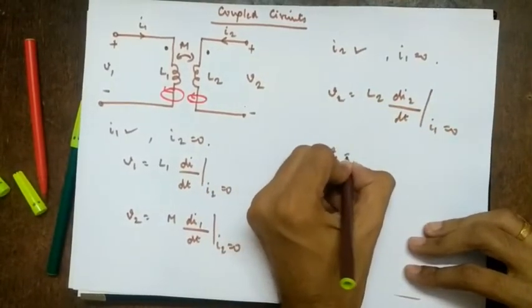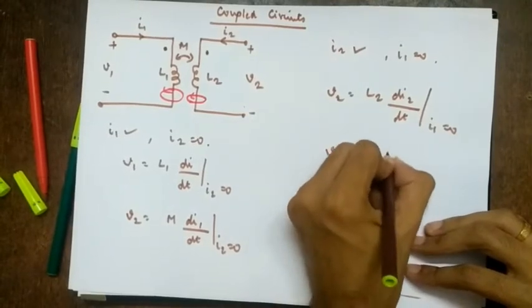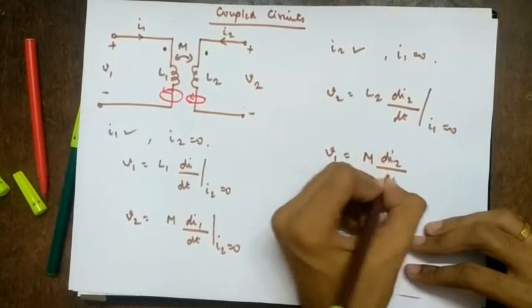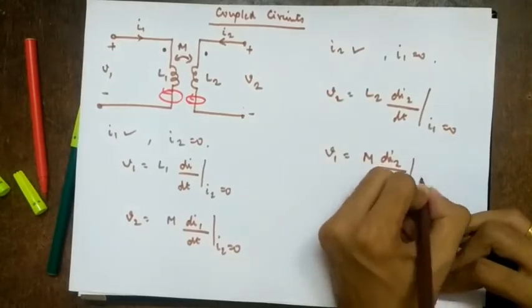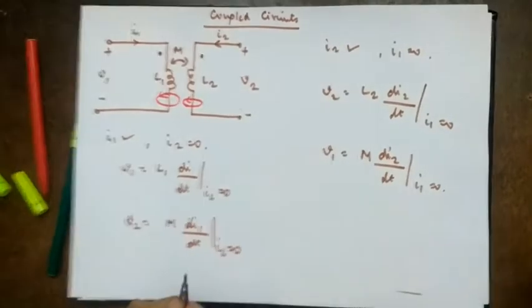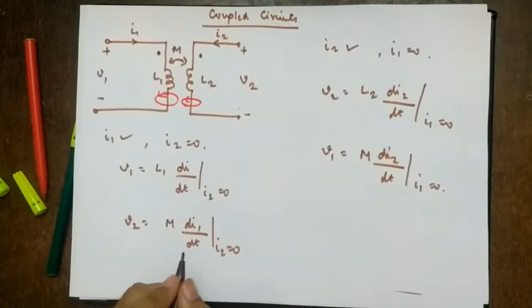Similarly, what will be the induced voltage V1? It will be M di2 by dt. Remember, again I am writing I2, with I1 equal to 0. So what we say is, the polarities of V1 and V2 are following the dot convention.